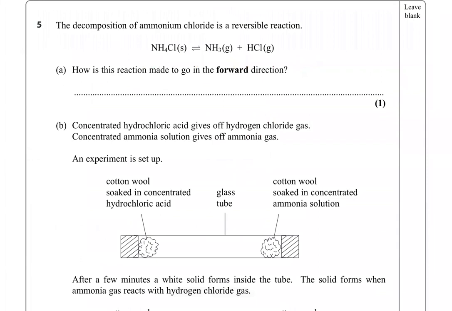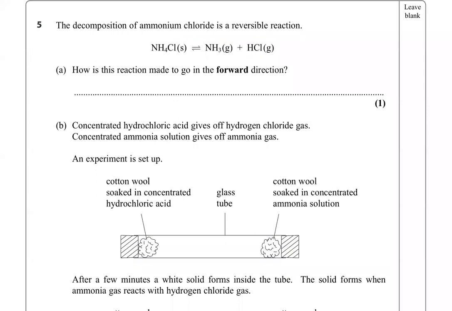The decomposition of ammonium chloride is a reversible reaction. يعني ايه reversible reaction؟ يعني الأمونيوم chloride can break down to ammonia and hydrogen chloride. Then ammonia and hydrogen chloride can react together to reform ammonium chloride. ده معناه ان الرياكشن ده reversible. Question A.